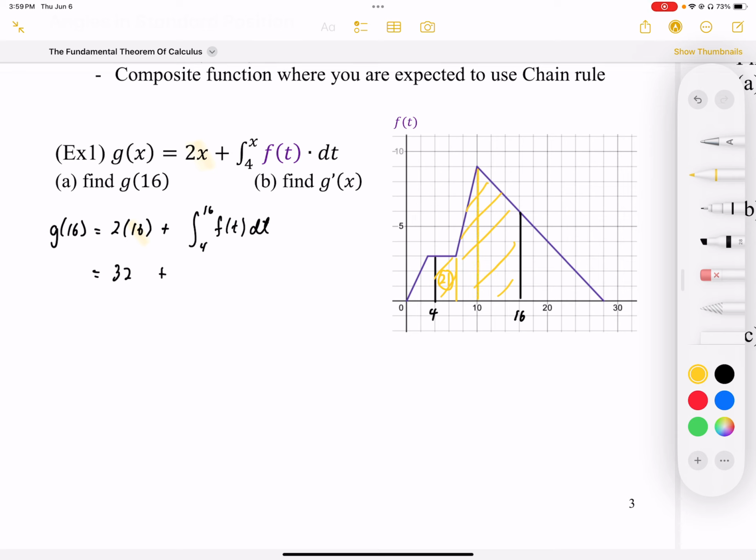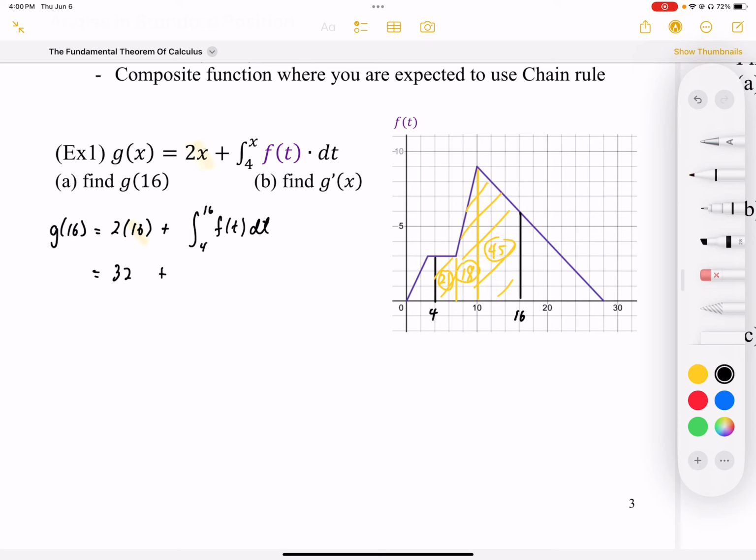This section here is going to be a trapezoid from a height of 3 to, looks like, 9. So 3 plus 9 divided by 2 is 6, and the width is going to be 3, so 6 times 3, I'm going to get an area of 18. The next part here is going to be 9 plus, that looks like 6, so 9 plus 6 divided by 2 is 7.5. This area has a width of 6, so 7.5 times 6. That's going to be 45.